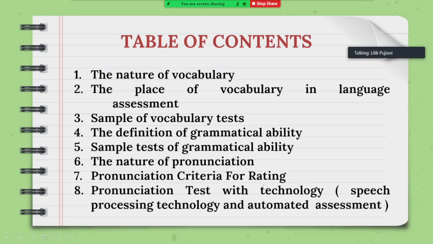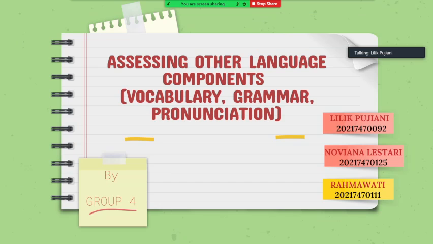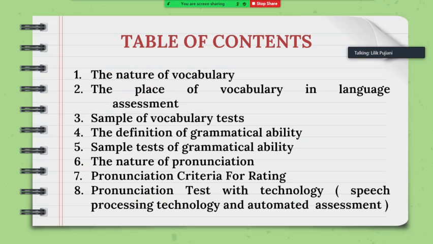For the first material, it will be presented by me. But before presenting my material, I'm going to deliver the table of contents. The first is the nature of vocabulary. The second is the place of vocabulary in language assessment. The third is sample of vocabulary test. The fourth is the definition of grammatical ability. The fifth is sample test of grammatical ability. The sixth is the nature of pronunciations. And the seventh is pronunciation criteria for reading. And the last is pronunciation test with technology.